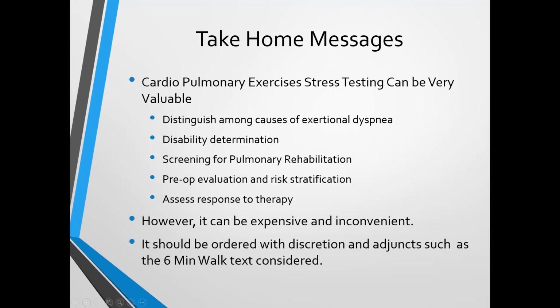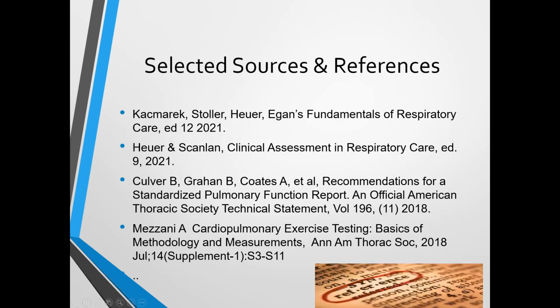Take home messages, home stretch time here. The cardiopulmonary exercise stress test can be very valuable. It can distinguish among the causes of exertional dyspnea, support disability determination, screening for pulmonary rehabilitation, post-op risk stratification, and assess response to therapy. However, it can be expensive and inconvenient. So again, there are other alternatives, including the 6-minute walk test, that if all that granularity is not needed, it can be used. Some selected resources are listed here, including 2 of my textbooks, but also some others that can be very useful.